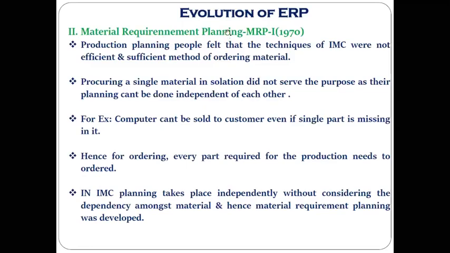Then there comes the second one, MRP1, in 1970. MRP1 stands for material requirement planning. Okay, second was what? Material requirement planning. Understood. Now, after some time, from the period 1960 to 1970, the people working in the production department felt that the technique of IMC, inventory management and control, was not an efficient and sufficient method of ordering material. Means they started feeling some of the drawbacks of the IMC. Yes or no?